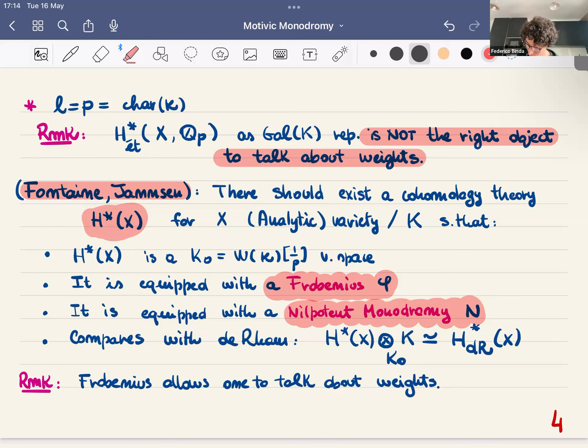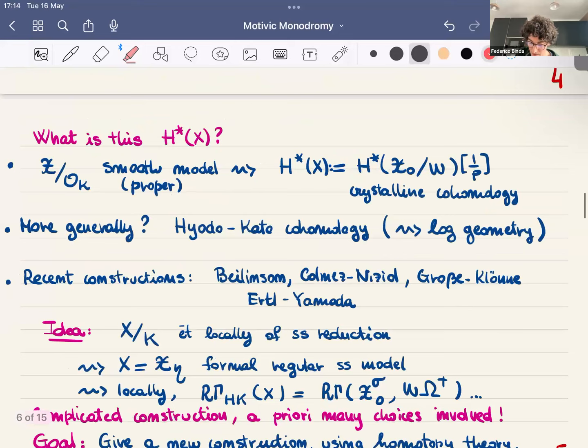So the idea is that this mysterious cohomology theory that I'm about to define gives you a K0 structure on the de Rham cohomology of your variety X over big K. And being defined over K0, it has a Frobenius. That's important because you need to work over a non-ramified extension to have a well-defined lift of Frobenius. And it also has a monodromy operator. So of course this has been defined. So what is this H star of X I'm talking about?